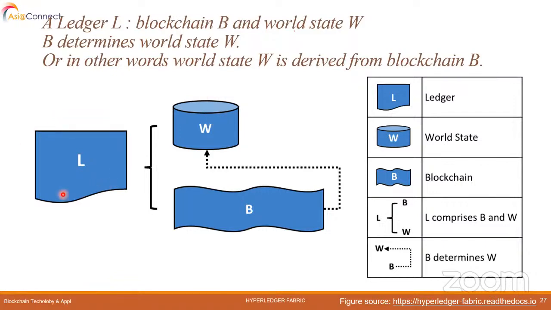So the ledger consists of the current state, but that current state is changed only when the transactions are recorded in the blockchain. So L comprises B and W, B determines W, and accordingly W is changed. The world state is changed. That is what happens in the Hyperledger Fabric network.